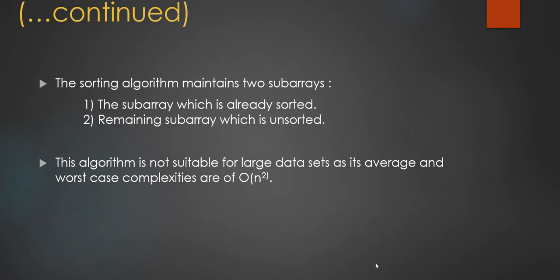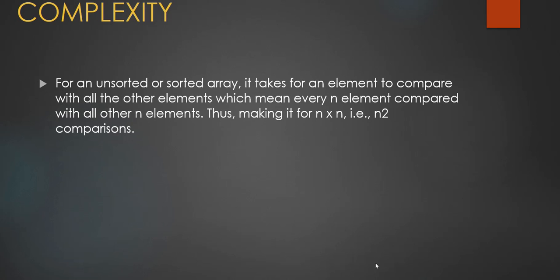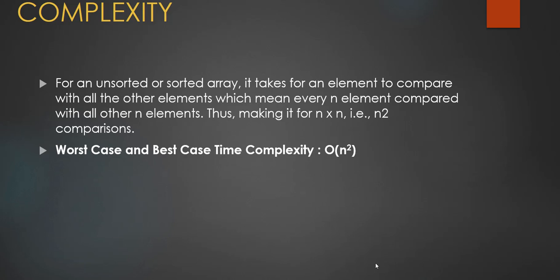This sorting is not suitable for a large amount of data because its average and worst case time complexity is O of n square. Let's discuss complexity here. For an unsorted or a sorted array, it will take an element to compare with all other elements of the array. Means here we will compare n elements with all other n elements. That's why its best and worst case time complexity is O of n square.